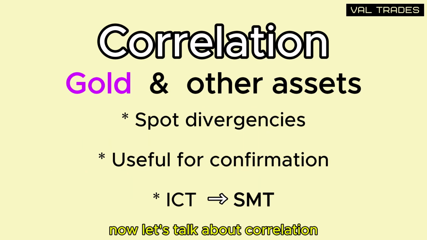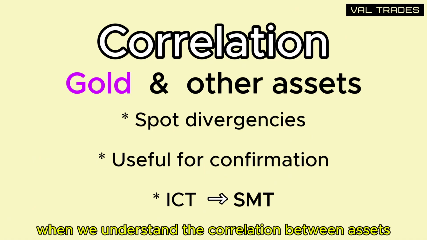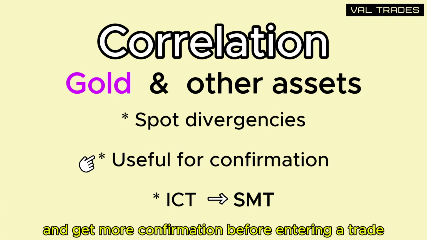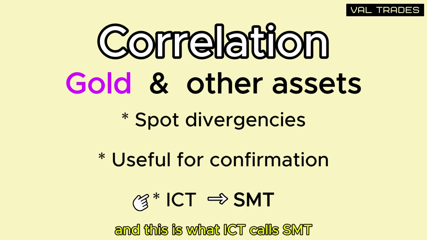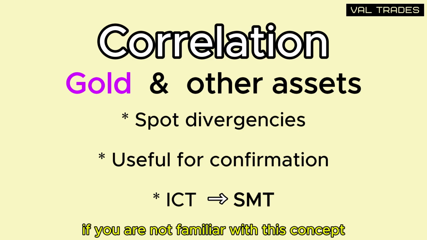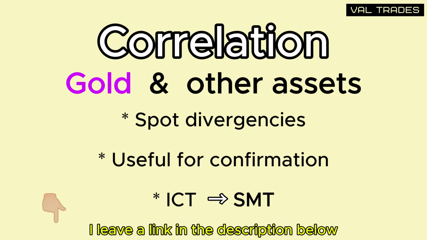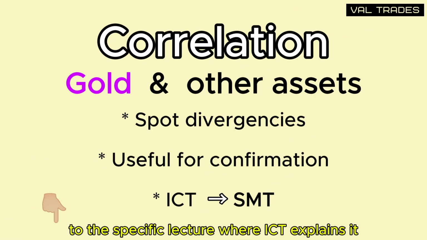Now, let's talk about correlation between gold and other assets. This is important because when we understand the correlation between assets, we can spot divergences and get more confirmation before entering a trade. This is what ICT calls SMT. If you are not familiar with this concept or want to dive deeper, I leave a link in the description below to the specific lecture where ICT explains it.